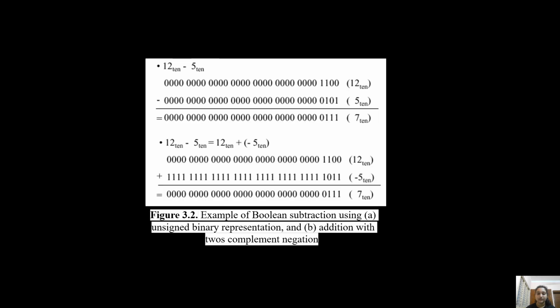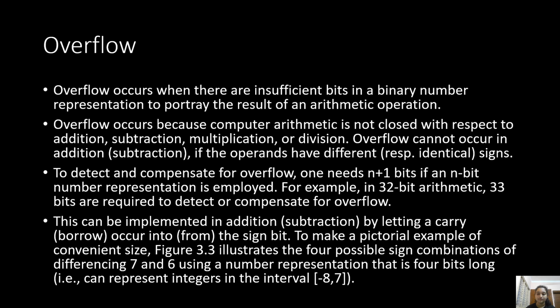In the figure we can see that we have subtracted 12 minus 5, which gives us 7. We have taken 1100 and 0101, and thus we get 0111. Here, instead of a carry, we get a borrow as the main thing, and it should be considered. This is an example of Boolean subtraction using unsigned binary representation and also the addition of 2's complement with negation. Overflow.